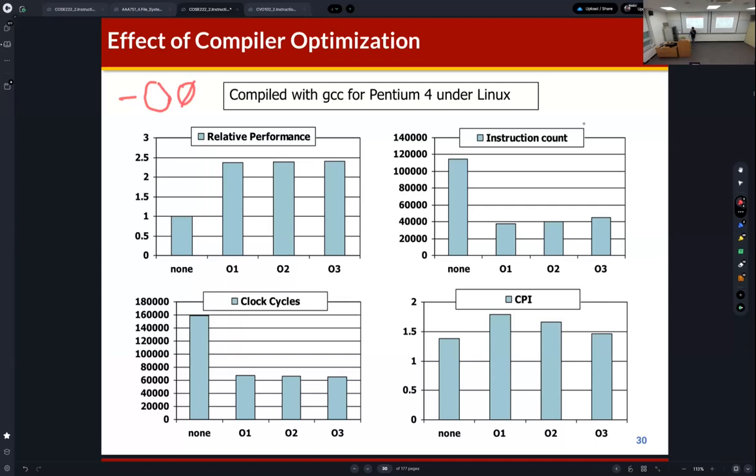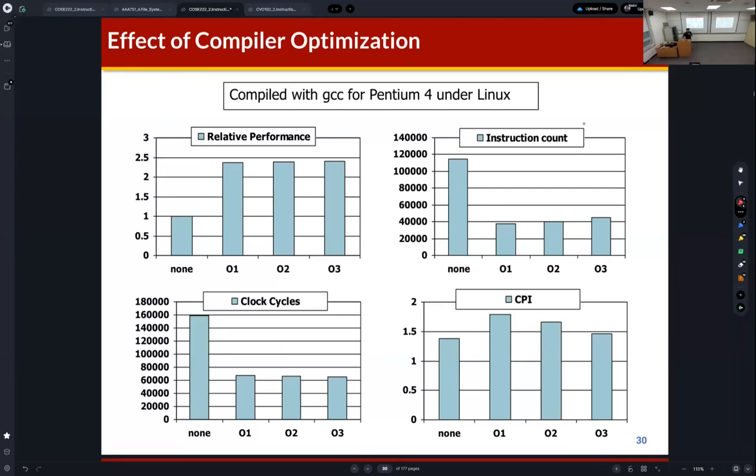So actually, if we use uppercase O and a number, then we can set up the optimization level for this GCC compiler. So in the lab assignment, we use optimization level 0, which means no optimization is applied to our code. It is because actually, if we set O1, so this is optimization level 1, then actually the compiler does not generate the assembly code. So it is because actually our C code does not do anything.